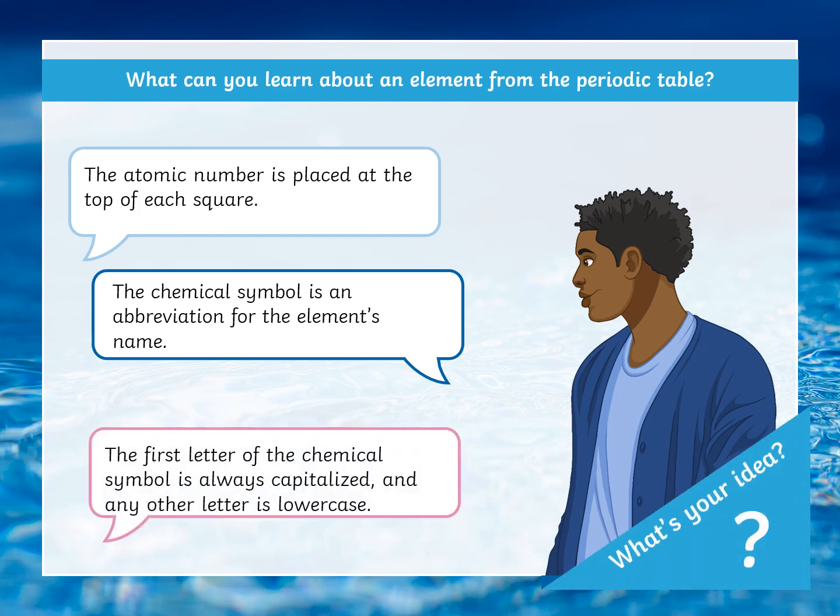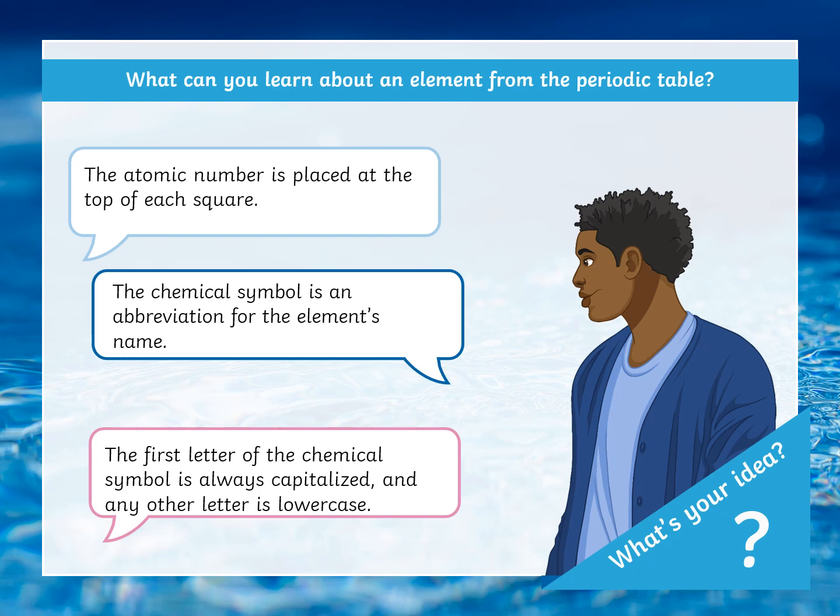The atomic number is placed at the top of the square. As we know, the atomic number is the proton number. In the middle is the chemical symbol, an abbreviation for the element name. The first letter of the chemical symbol is always capitalized. We can write carbon, calcium, which start with C. The C is capital. If we have a two-letter symbol, the first is capital and the second is lowercase.